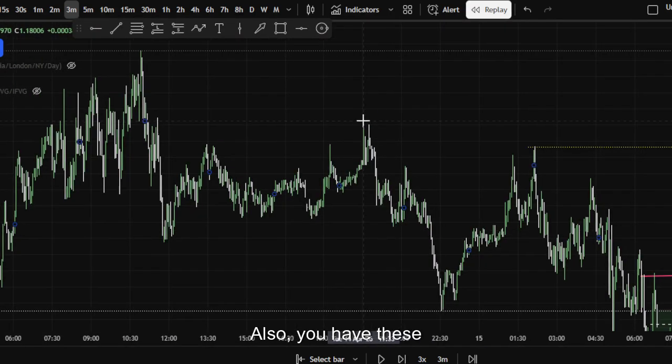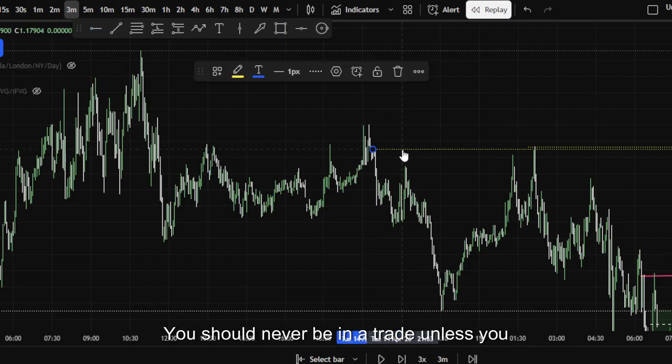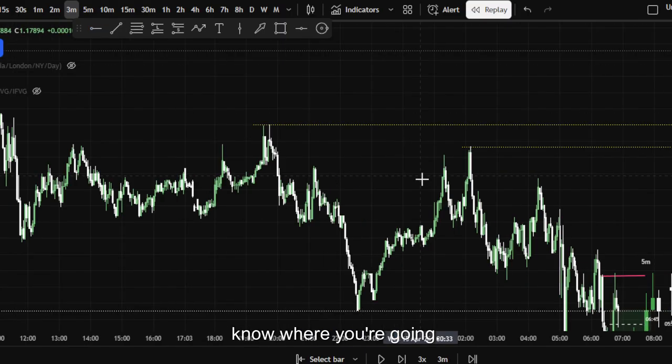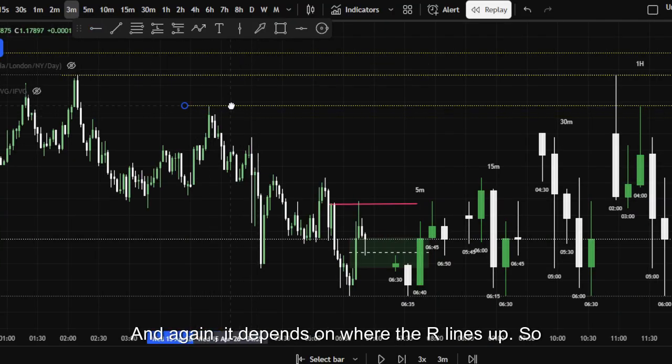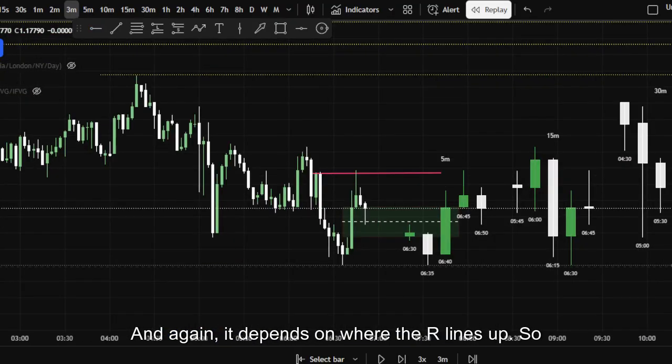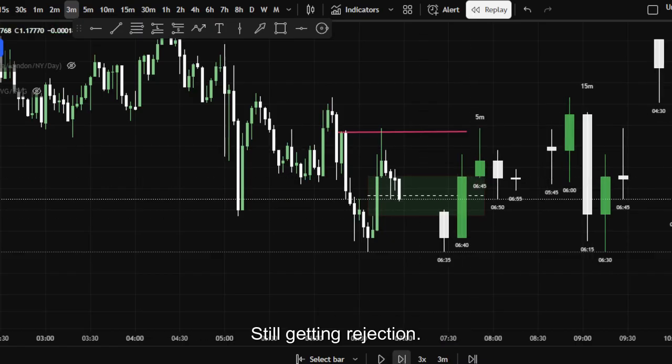Also, you have these resting highs here. Because remember, you always need targets. You should never be in a trade unless you know where you're going. And then, of course, there's also some here. And again, it depends on where the R lines up. So we can start paying attention here. Let's look. Still getting rejection.